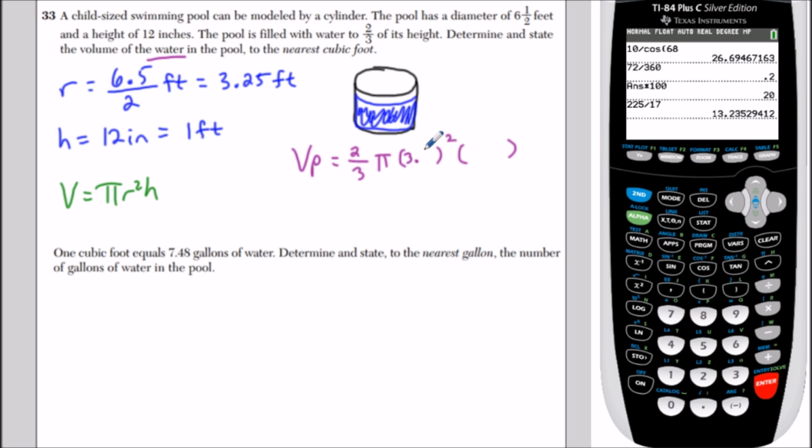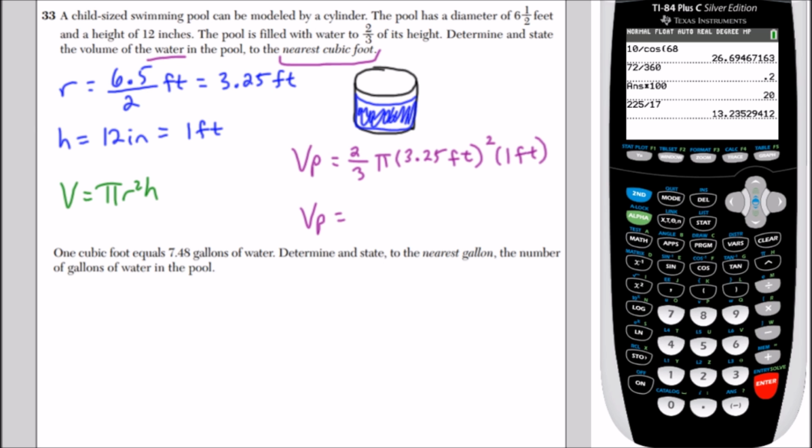Let me just make a little more space. Wrote too small. So let's see. 3.25 feet. That's being squared, and we're multiplying by the height, which is 1 foot. Now I'm writing the units in because it really helps us understand the next part of the question. But here we're rounding to the nearest cubic foot.